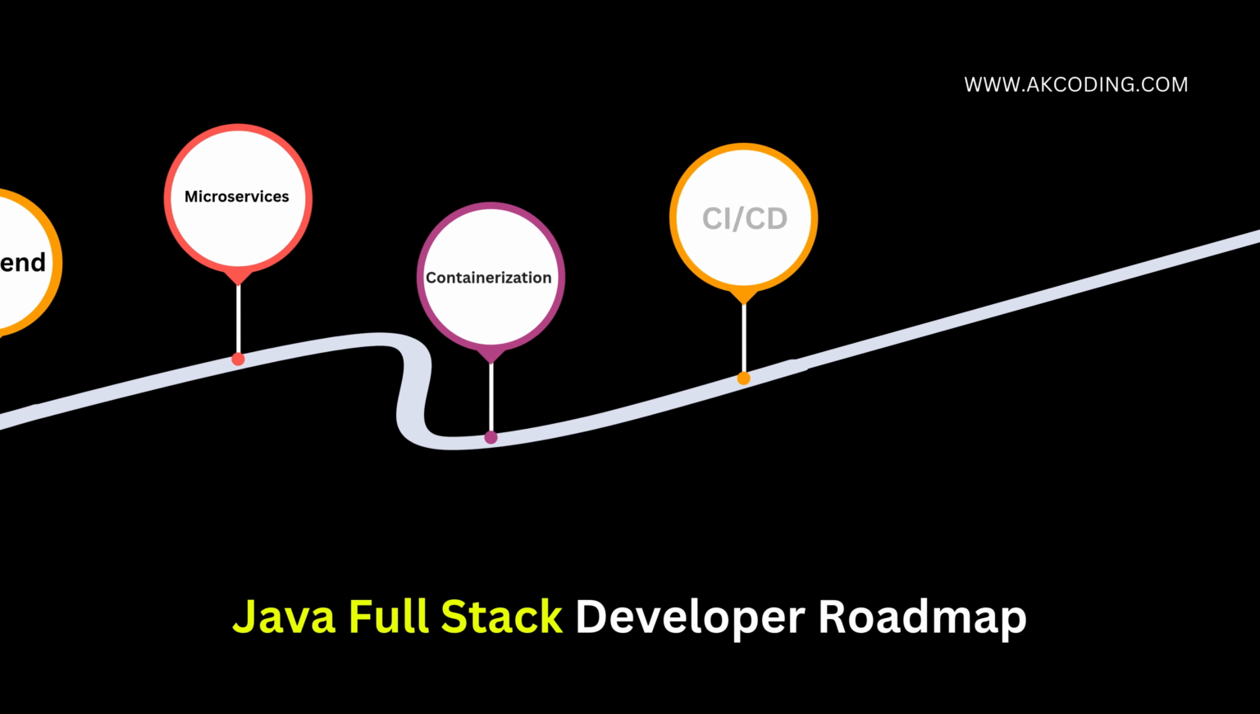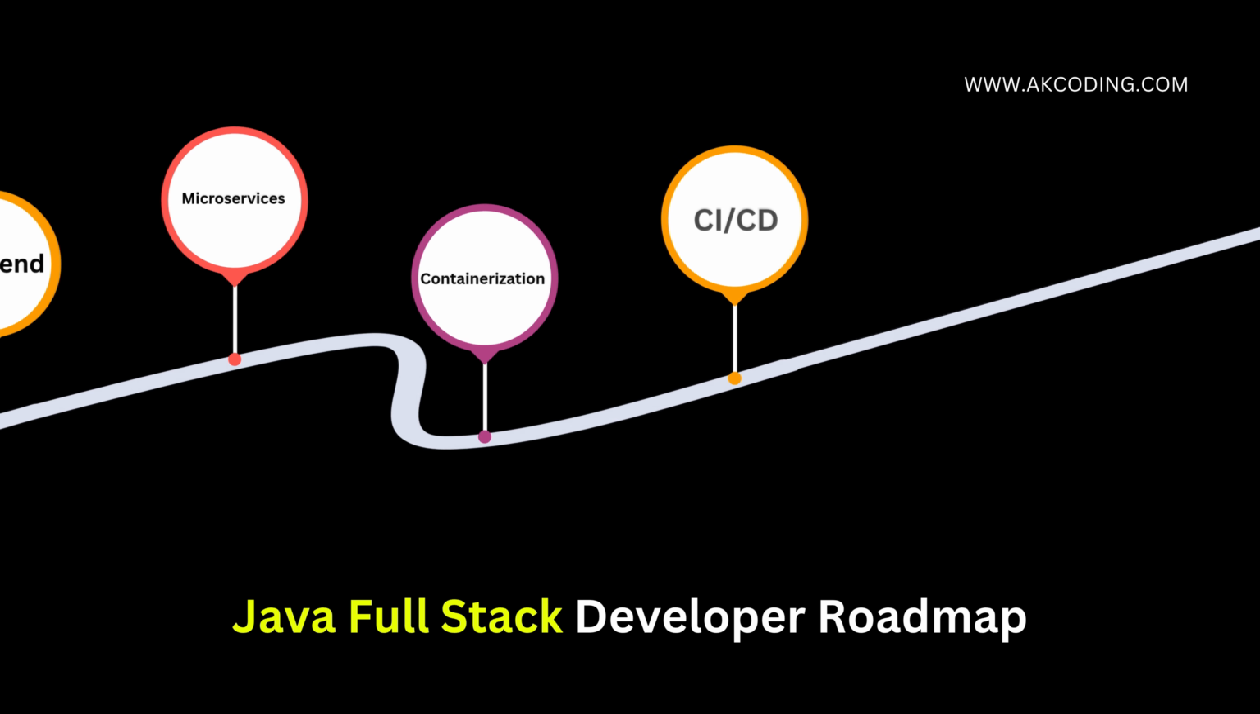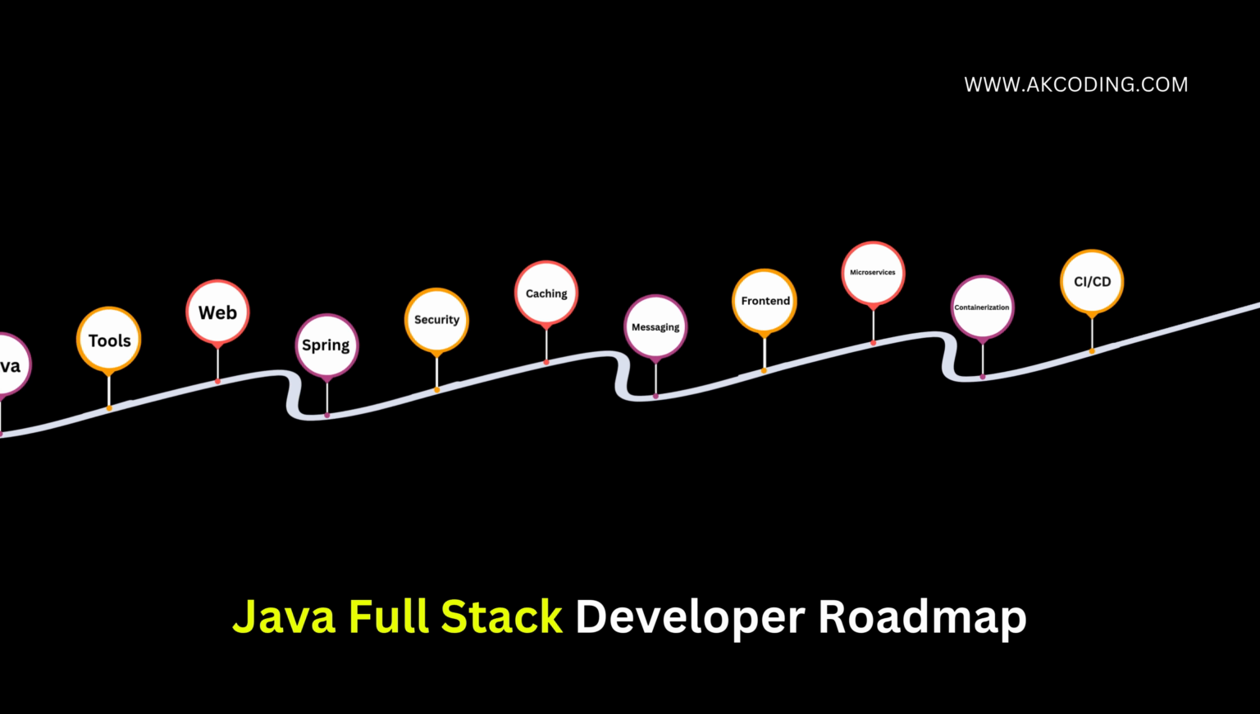Number sixteen, CI/CD basics, continuous integration and deployment concepts, pipeline overviews, and popular tools like Jenkins, GitHub Actions, and GitLab CI/CD.